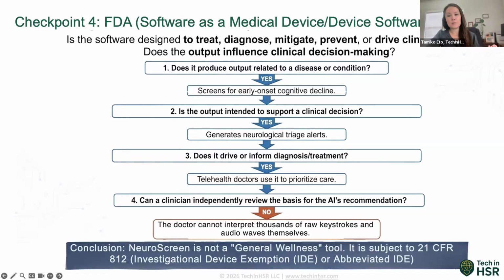So the intended use statement is going to be everything in FDA regulations or considerations. It defines what the product does, for whom, and in what setting. It's going to control labeling requirements, determine medical device status, set the risk class, and determine what clinical evidence is actually required in this study before the study can proceed. So if the protocol's intended use statement is vague or understates what the AI actually does, which is what we saw in the NeuroScreen protocol, then that's going to be a problem the IRB needs to address before we move on to approval.